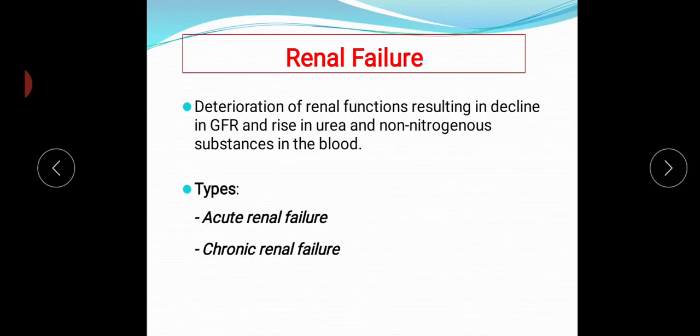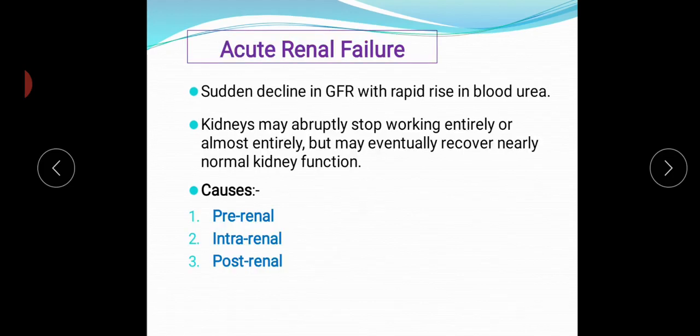Now renal failure may be acute or chronic. Two types of renal failure: acute and chronic. First we'll discuss acute renal failure. It is a sudden decrease in the GFR with a rapid rise in blood urea and also blood creatinine level. Sudden, within a few days or a few weeks. There will be a marked decrease in the GFR, so that will lead to an increased amount of these waste products in the blood, mainly urea and creatinine.